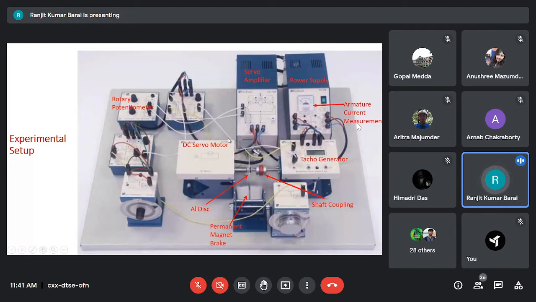We are applying a controlled voltage at the armature of the DC servo motor. We are not controlling the field, because it's a permanent magnet type servo motor. Sometimes you will find a servo motor with separately excited field, but that is very rare nowadays. In order to keep the size of the servo motor small, we apply a very powerful permanent magnet as a field, so that we can remove the space for the field winding.